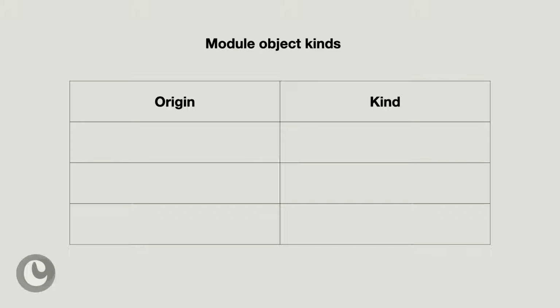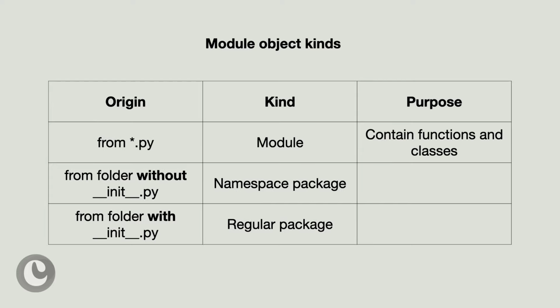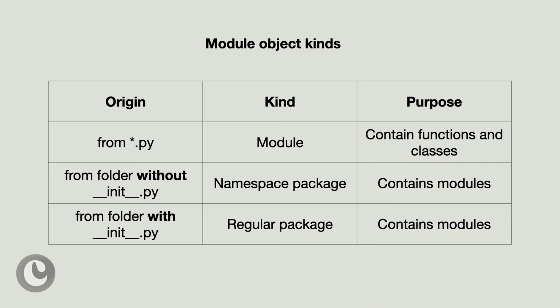So now you already saw three kinds of module objects. There are the ones created from Python files, from folders without __init__.py, and from folders with __init__.py. From now I will call them module, namespace package and regular package. So, what are their purposes? A module contains code like functions and classes. A namespace package contains modules, and so do regular packages. And that leaves the question, what is the difference between a namespace package and a regular package? Well, I'll come back to that soon.